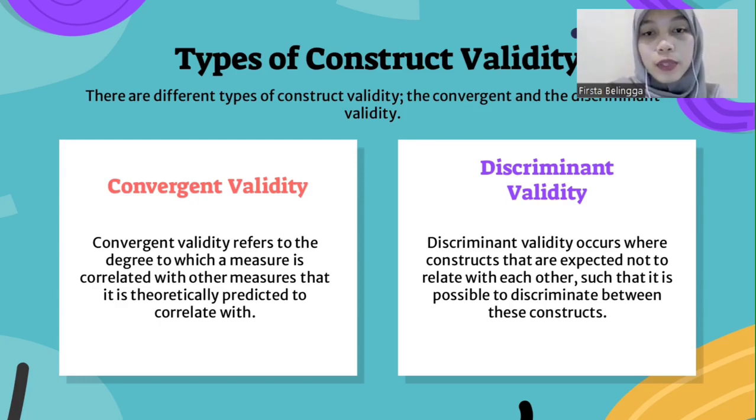The second one is discriminant validity. It describes the degree to which the operationalization does not correlate with other operationalizations that it theoretically should not be correlated with, or it occurs where constructs are expected not to relate with each other. For example, if discriminant validity is high, scores on a test designed to assess students' skill in English should not be positively correlated with scores from tests designed to assess intelligence.